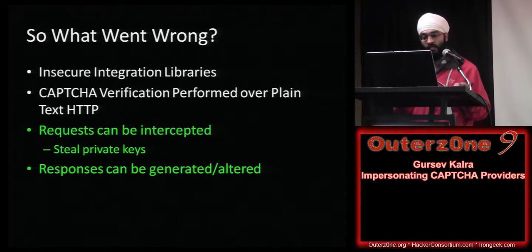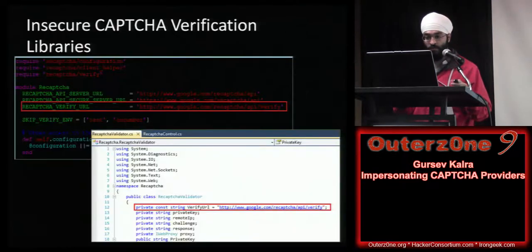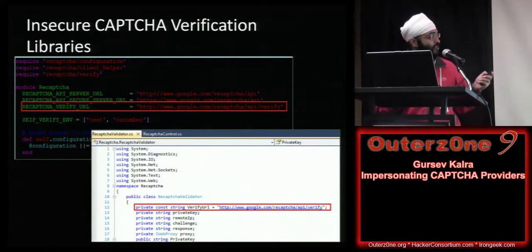Then there is a possibility that you can generate responses, or you can alter the responses which are coming from the CAPTCHA provider. So let's see how it goes. So these are the CAPTCHA verification libraries. On the top you see the one from the Rails library. This is code in Ruby, and you can see that the verify URL is HTTP. And if you see, there is no verify URL which is over HTTPS. There is a retrieval URL which is over HTTPS.